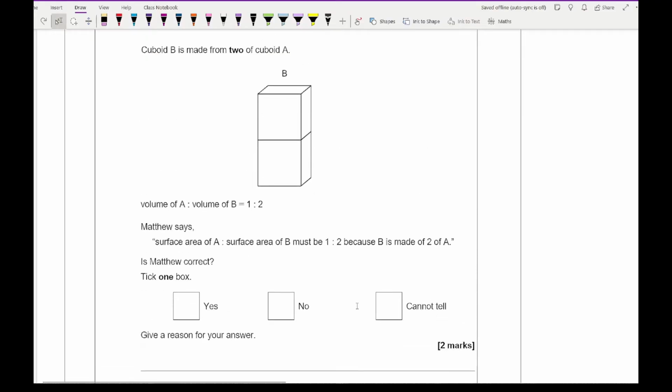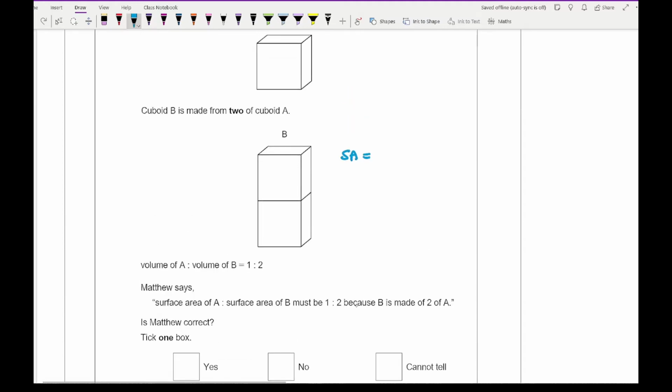So let's first of all have a look at working out the surface area of both those two. Now remember that the surface area is basically the area of all the faces together. Now if we look at the surface area of A, then that's going to give us a surface area of 6. Then the surface area of B is going to be 1, 2, 3, 4, 5, 6, and then on the other side 7, 8, 9, 10.